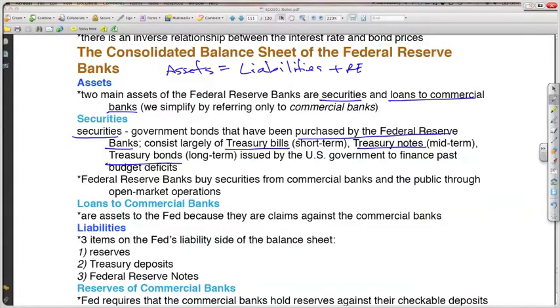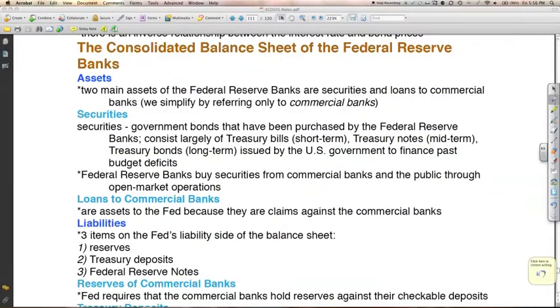Now, Federal Reserve banks can not only buy these securities from commercial banks, they can also buy them through the public. And when they do it, it's in open market operations. So just keep that in mind, we'll be learning about open market operations soon also. The other thing they can do is loans to commercial banks. The idea is that it's a claim against the commercial bank, a claim against them paying the Fed back.